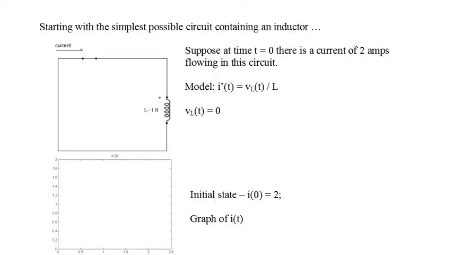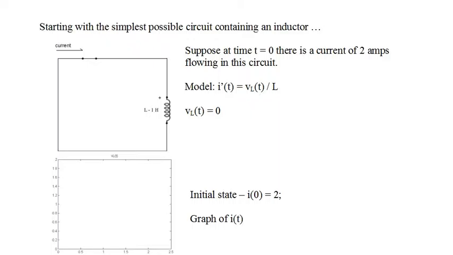Let's look at some simple circuits containing inductors. The simplest is with a wire and an inductor. We can initialize the current with an initial current of 2 amps. What happens then? Since 2 amps is flowing at time t equals 0, the rotor blades are spinning, and since there is no opposing voltage, they will continue to spin, and the 2 amp current will continue indefinitely.